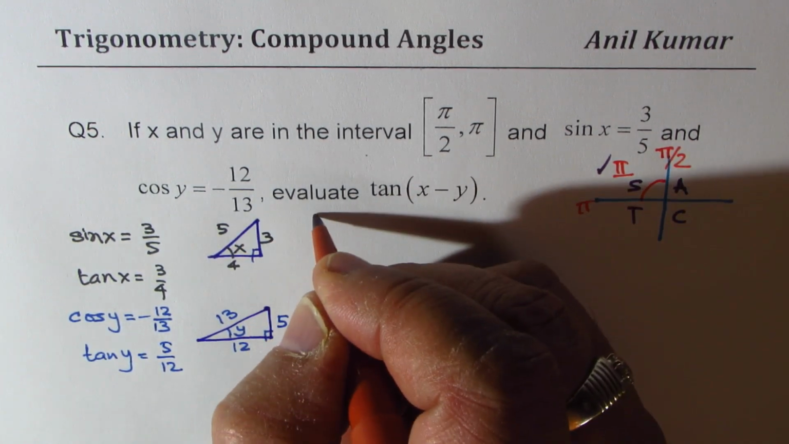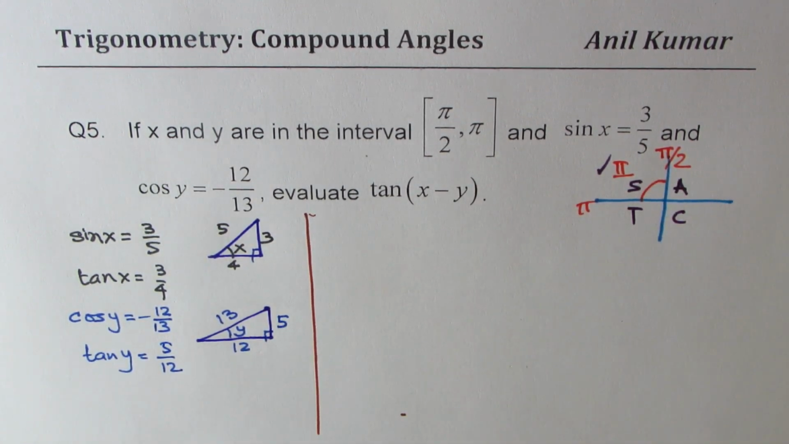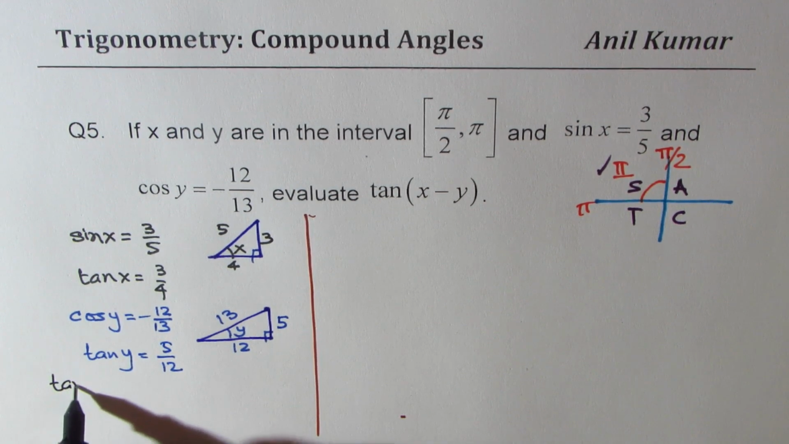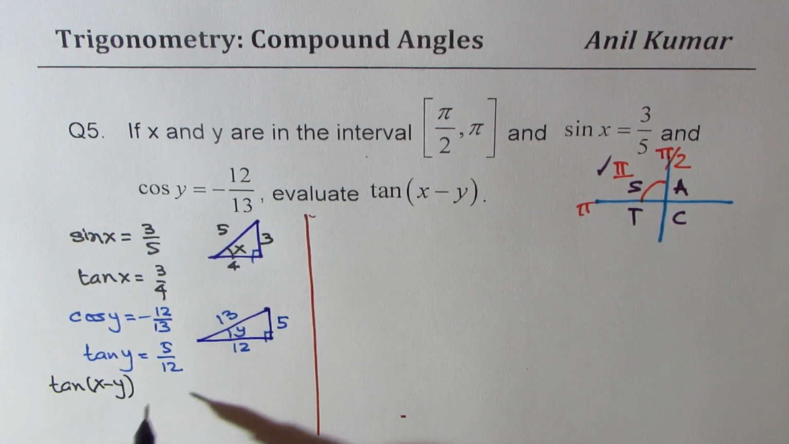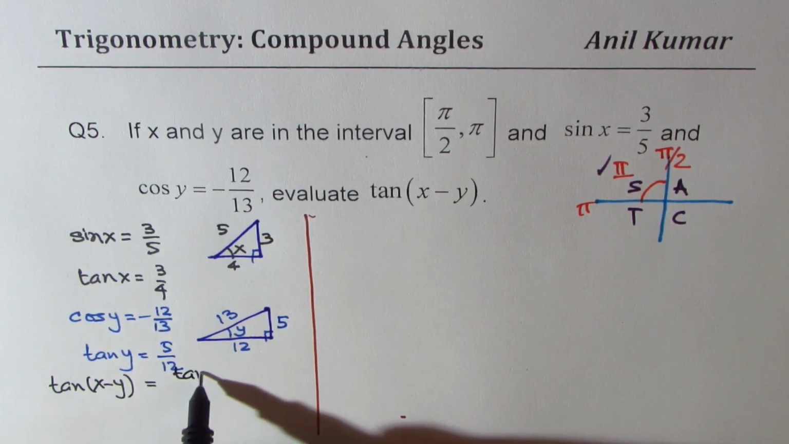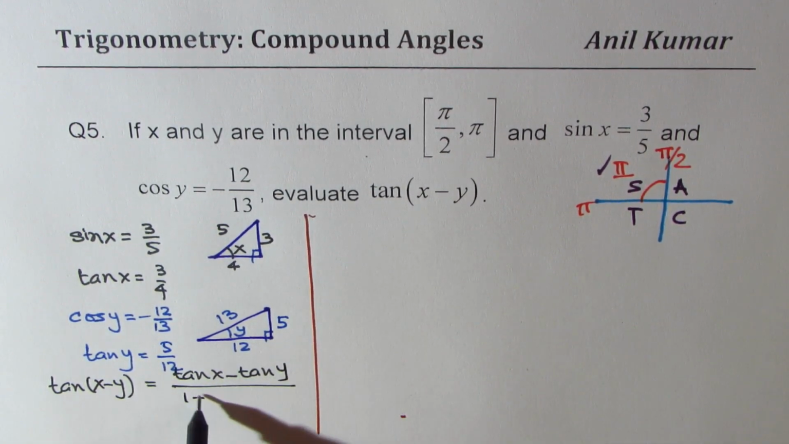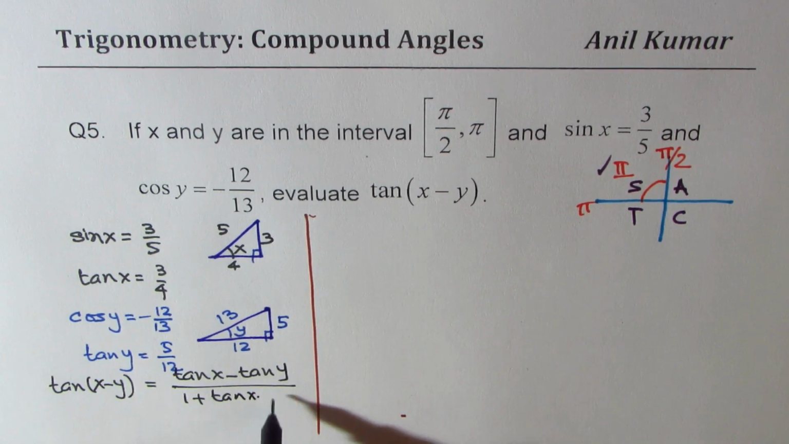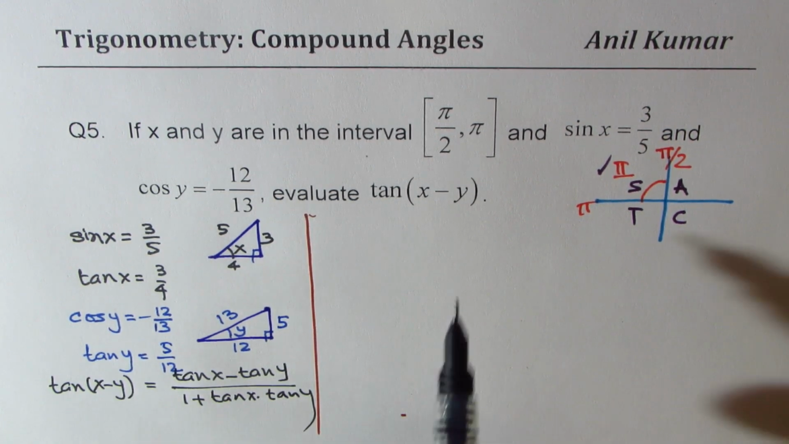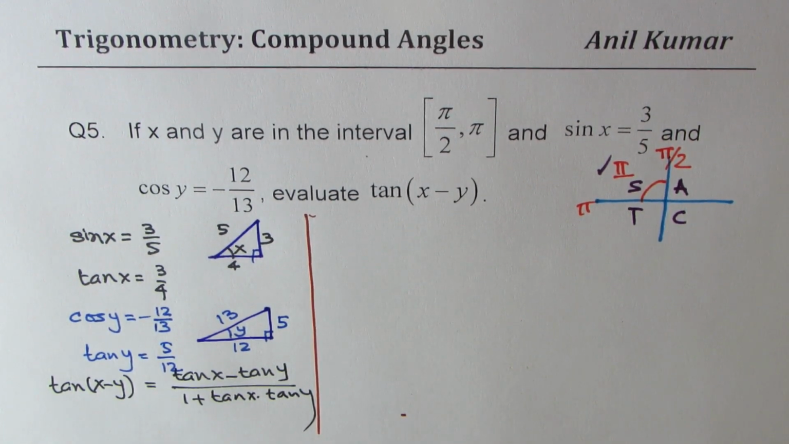Now once we know that, it's simpler for us to evaluate tan(x minus y). We know the formula, which is tan(x minus y) equals tan x minus tan y, right, over 1 plus tan x tan y. So with this, you should be in a position to solve. I would like you to pause the video, answer, and then check your solution.